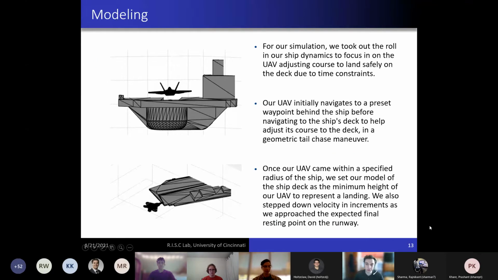All right, so for the modeling of our simulation, we took out the roll in our ship dynamics to just focus on the UAV adjusting the course. We didn't model waves, we just modeled a different course angle. Our UAV initially navigates to a preset waypoint behind the ship, and then it lowers its velocity and its pitch to make a geometric tail chase maneuver onto the rear of the ship. Once it came within a specific radius, we modeled the ship deck as a set landing height. Once the UAV hit that deck zone, it would mimic rolling across the deck rather than continuing to go down through the ship.